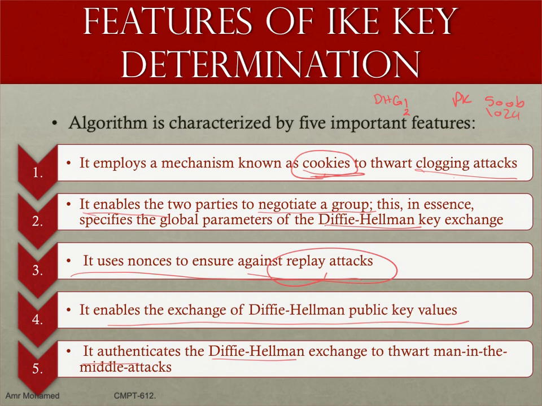Implicitly, more security. What does it mean, negotiate a group? Two parties negotiate? Yeah, we'll see that. We have to negotiate the group together. So you say, okay, can I use Diffie-Hellman group 1? Standards actually define certain groups. It's not ultimately flexible.